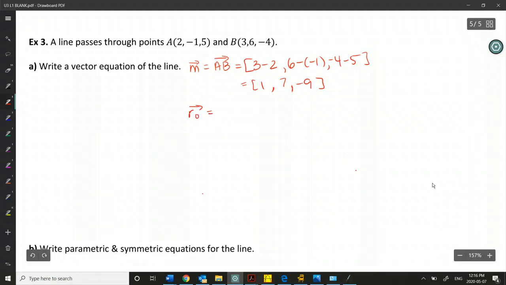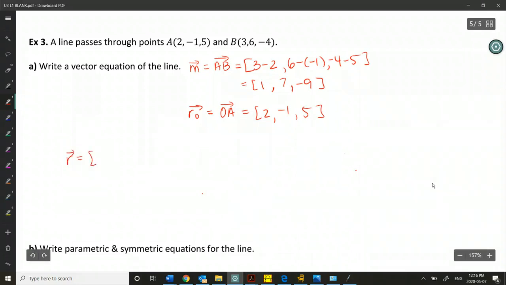So our R0 vector or position vector is essentially just going to be the vector that goes from 0, 0, 0 out to point A. So that's just going to be the vector 2, -1, 5. Or you can use OB as your position vector as well.